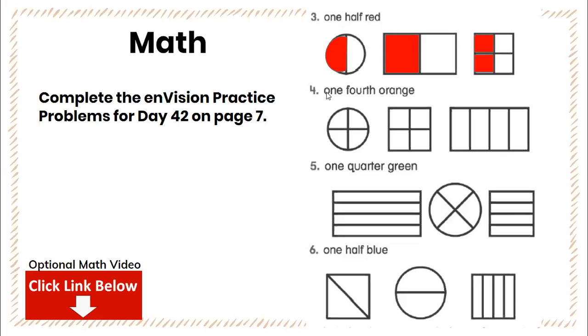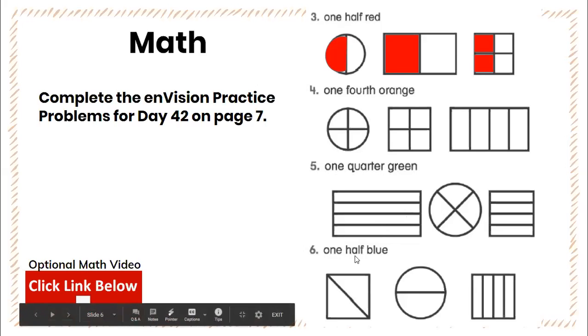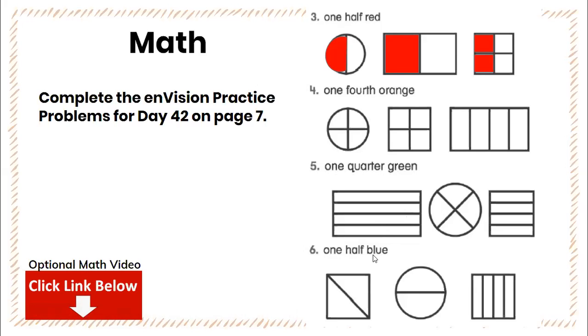Number 4, you will shade each shape 1/4 orange. Number 5, 1/4 green for these shapes. Remember that 1/4 is the same as 1/4. Number 6, each of these shapes will be 1/2 blue.